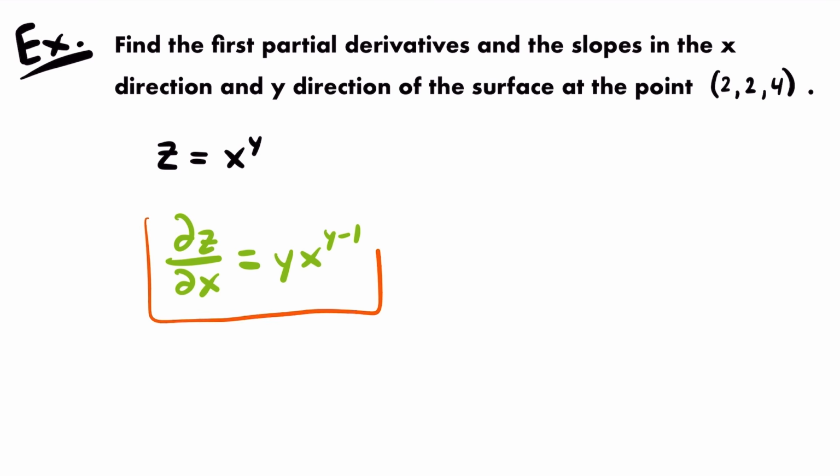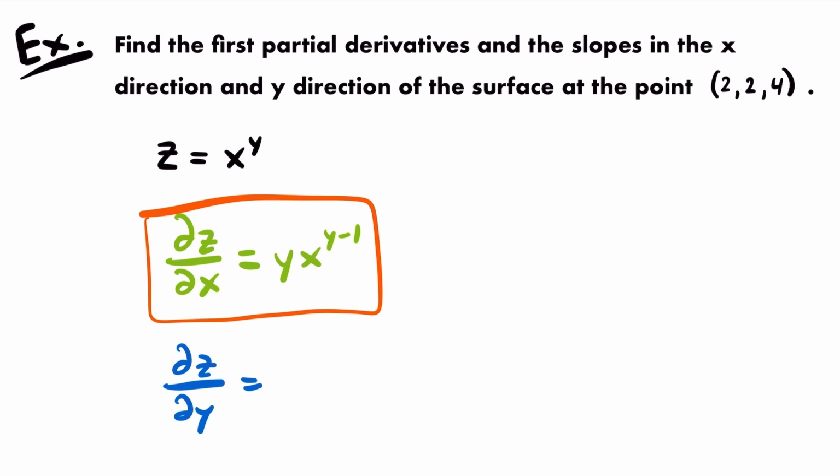This is the partial derivative with respect to x. Since we're just treating y as a constant, we make use of the power rule for derivatives. All right, but now what about the partial derivative with respect to y? In this case, that would be dz dy.